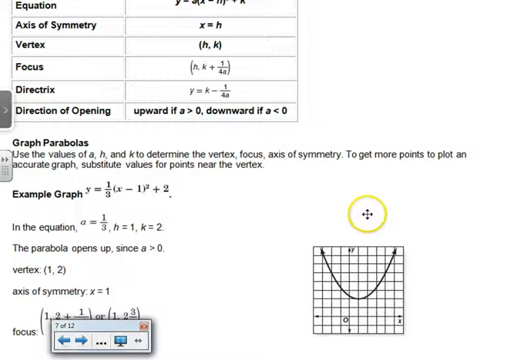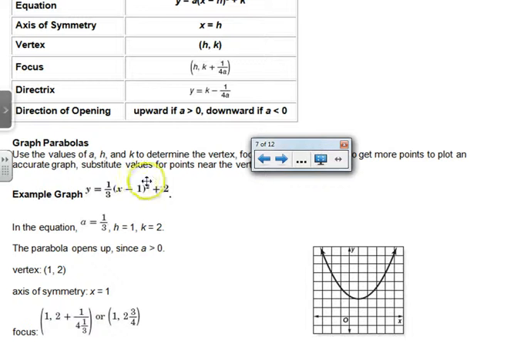So in the next section, they actually have you graph them. If I had my life to live over again, I would have given you a much better scale to work with. But this problem is already done. The a value is 1/3, and you'll notice they did all the calculations for you. They found the vertex at 1, 2. The axis of symmetry is x equals 1.